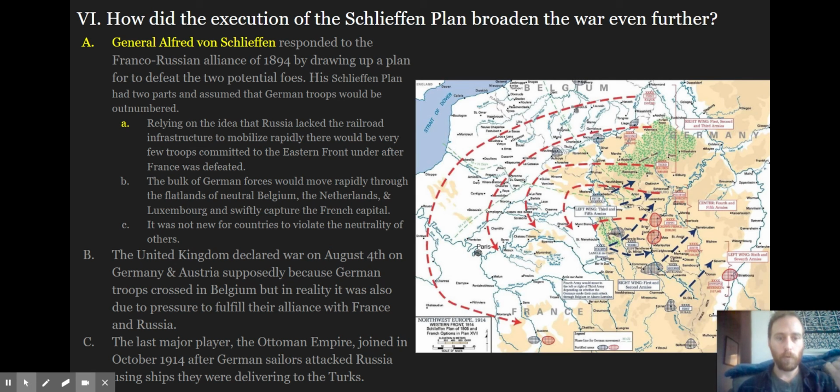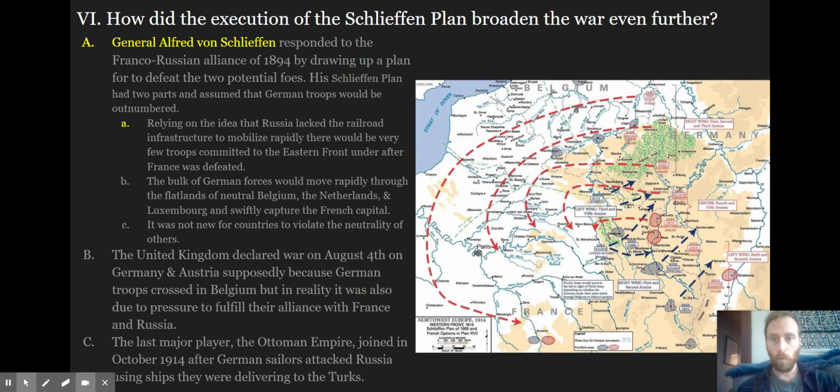The idea was a knockout punch through, this is a euphemism, an invasion through neutral Belgium. The flatlands there could be crossed quickly. The city of Paris could be captured, and the war would be over in France, and Germany could turn its forces over to the Russians. It was not a new thing to violate countries' neutrality. This has happened in the Napoleonic Wars. This has happened in European history constantly.